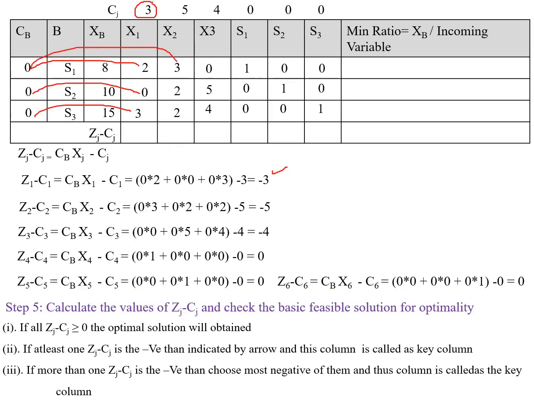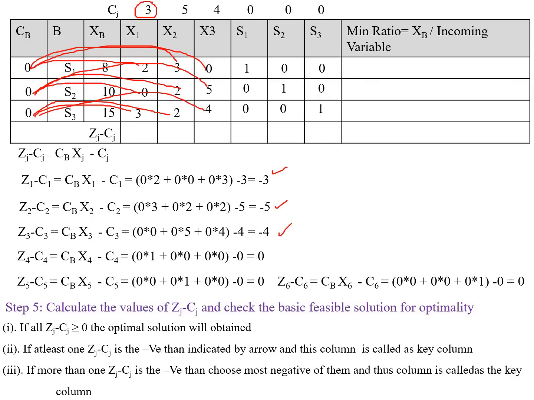So this is 0 into 3 plus 0 into 2 plus 0 into 2 minus 5. Value will become minus 5. Next for the x3 variable, that is Z3 minus C3. It is 0 into 0 plus 0 into 5 plus 0 into 4 minus 4. Answer is minus 4.